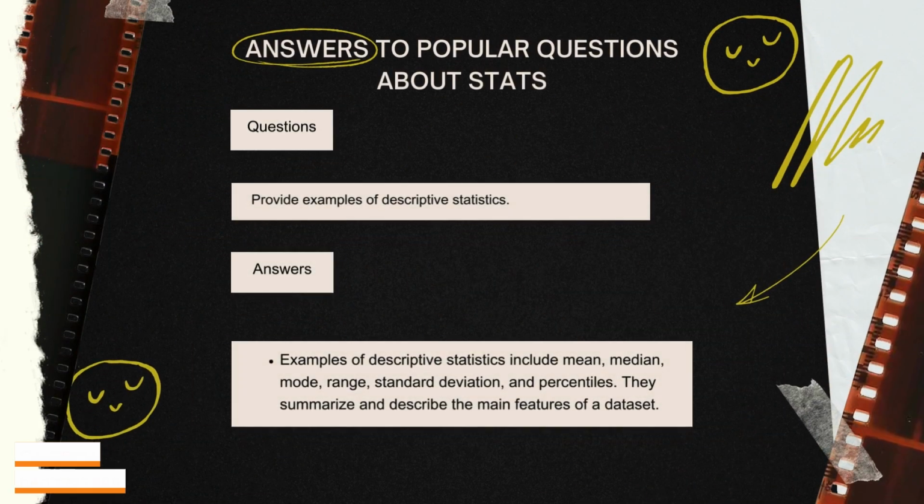Question: Provide examples of descriptive statistics. Answer: Examples of descriptive statistics include mean, median, mode, range, standard deviation, and percentiles. They summarize and describe the main features of a dataset.